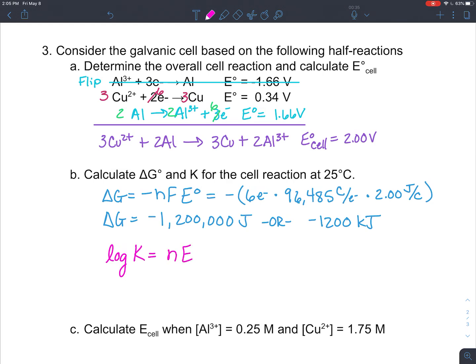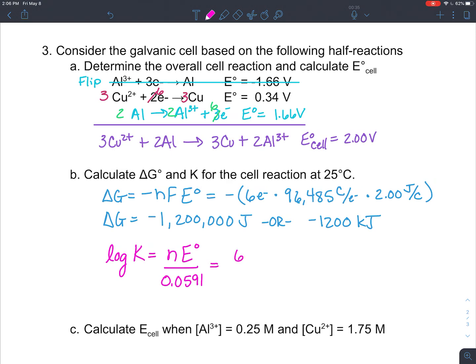Log of K is equal to... Mommy. Oh, you got a cookie. Very nice. Can you go with Daddy for just a little bit? I'm almost done.